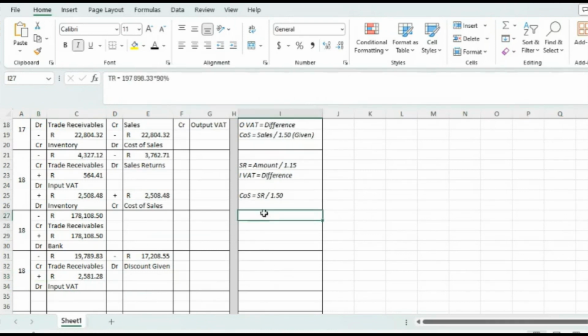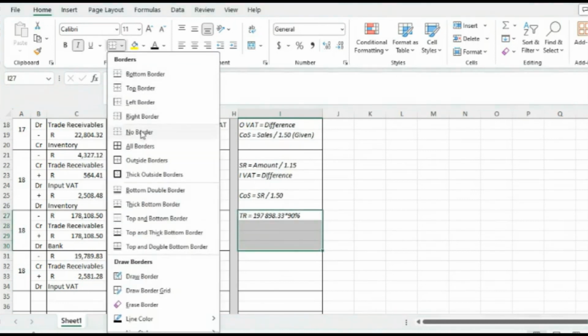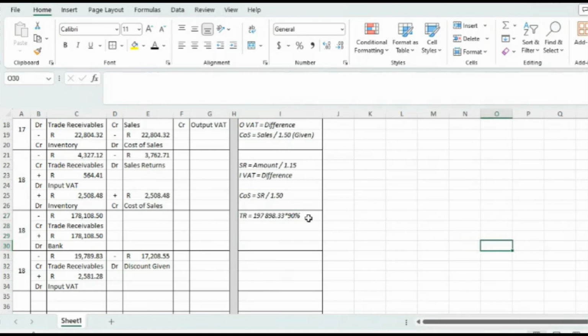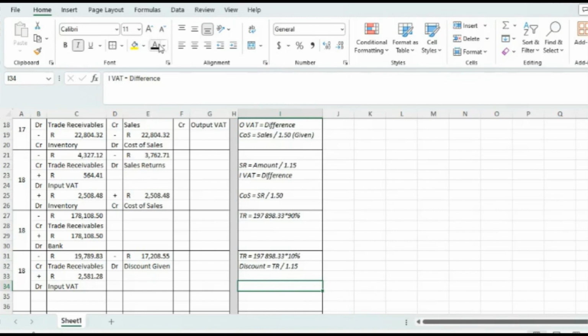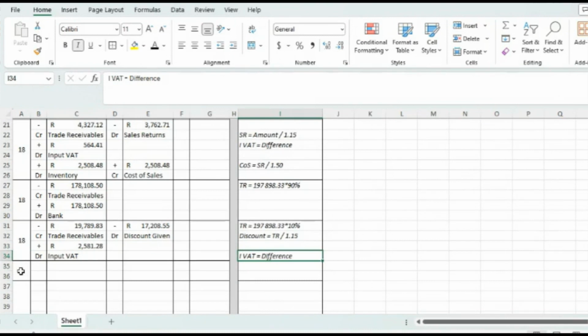Now I see I didn't give you all the notes here, so let me just put them in here. And I don't like the fact that my little box doesn't have a border, so let me just do that. And I think that was the only comment that I actually made there. Okay, here with regard to the discount given, it's the amount times 10%. The discount is the trade receivables minus the VAT. And I've already said that, and the VAT is the difference. I said it while I was doing it, but I didn't complete that little table.